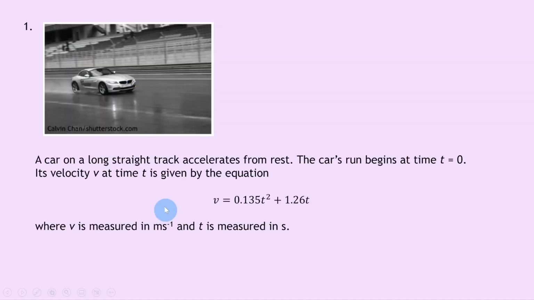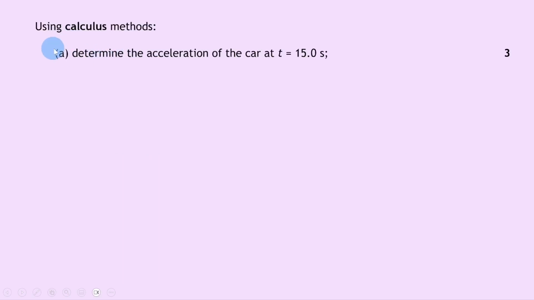Let's get into it. Question 1 shows a picture of a car on a racetrack, and it says a car on a long straight track accelerates from rest. The car's run begins at time t equals 0. Its velocity v at time t is given by the equation v equals 0.135 t squared plus 1.26 t, where v is measured in meters per second and t is measured in seconds. It then says, using calculus methods for part A, determine the acceleration of the car at time t equals 15.0 seconds, and you can see there's 3 marks available.